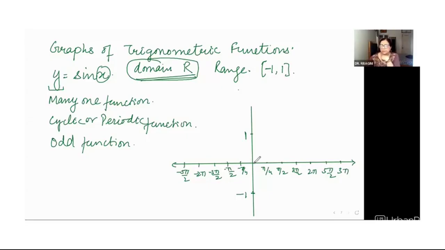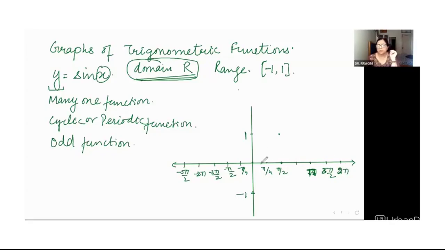So let's start plotting this. You need to make a table of this and then remember those values. I'm telling you and drawing those things. Pi by 2: sine pi by 2 is 1. So just put a dot. Sine 90 is 1. Okay, this is pi, and this is 3 pi by 2.